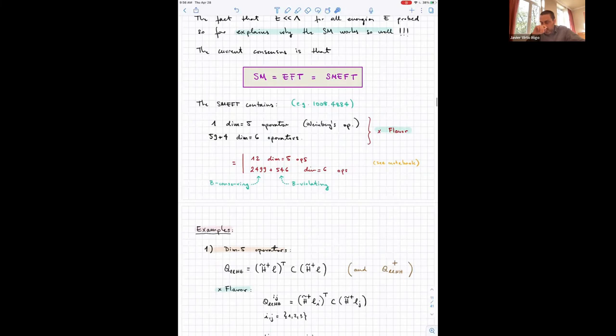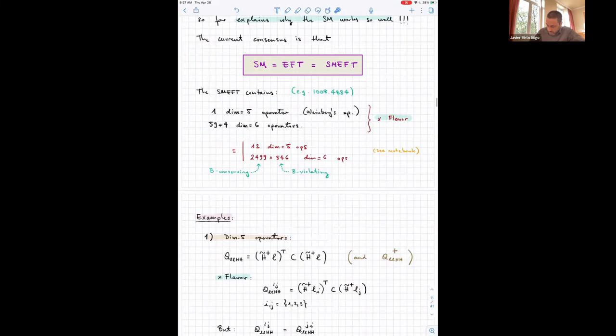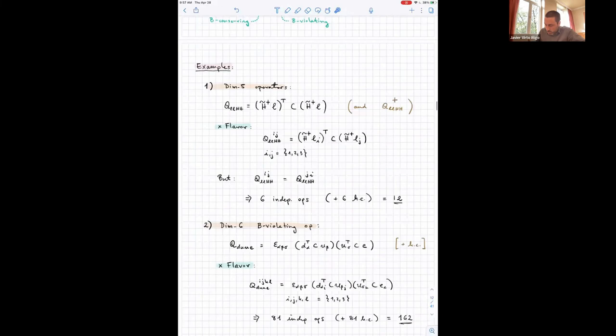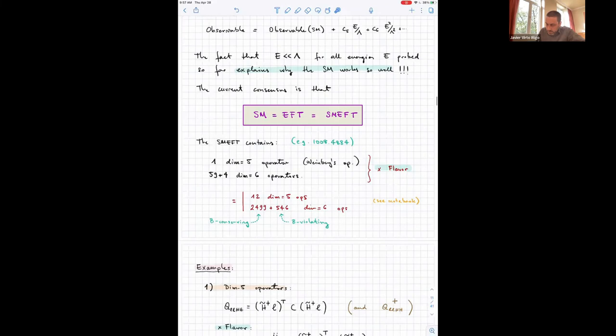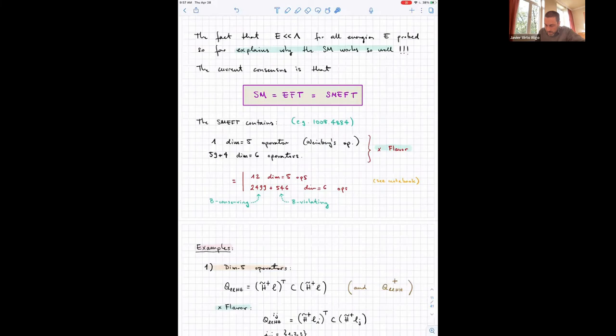I have 3 minutes, I believe. So I will just tell you how many operators you have. You can look at this paper. This paper contains all the information at dimension 6. We have one dimension 5 operator, which is called the Weinberg operator. And we have 59 plus 4 dimension 6 operators. I divided 59 plus 4 because 4 are baryon number violating, and this is important enough. But in general, you have 63 dimension 6 operators.